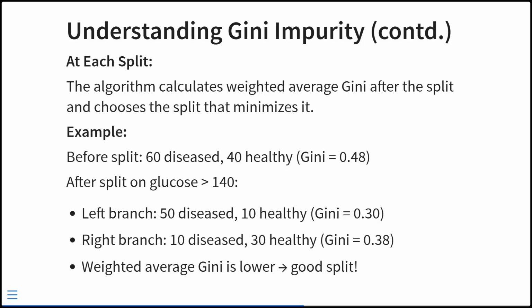So for example, before the split we have 60 diseased and 40 healthy, so the Gini is 0.48. This is for example on glucose now. After we split on glucose greater than 140, we find that on the left branch we have 50 diseased and 10 healthy, so we have a Gini of 0.30. Because first of all, we have already split our data on disease and healthy, 60 diseased and 40 healthy.